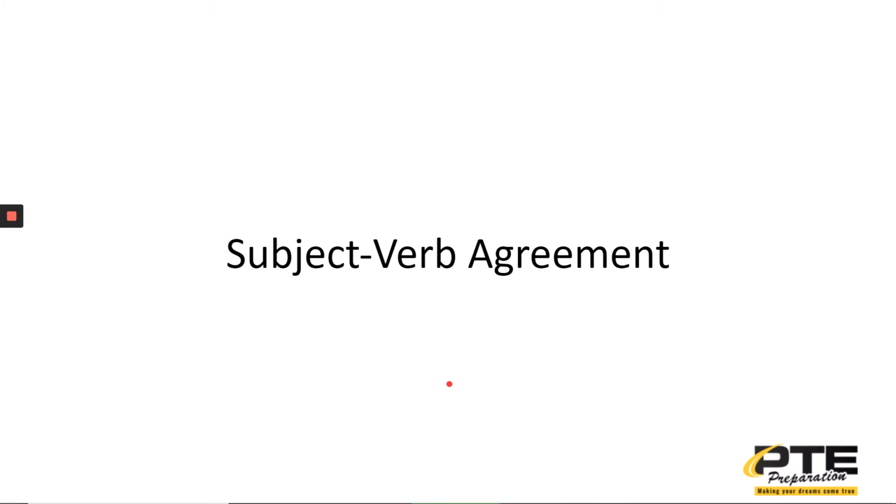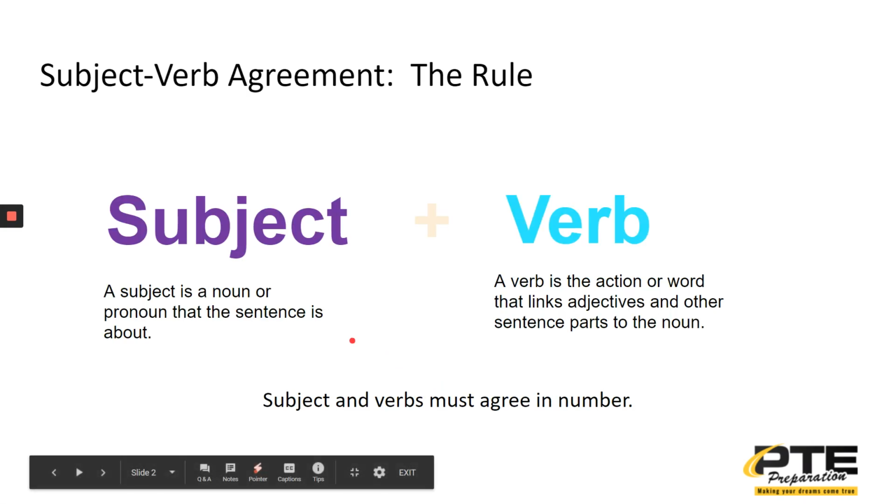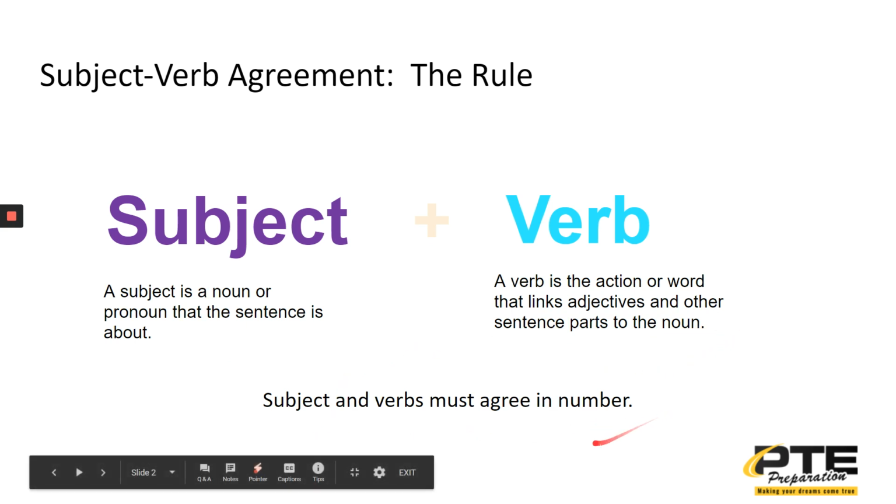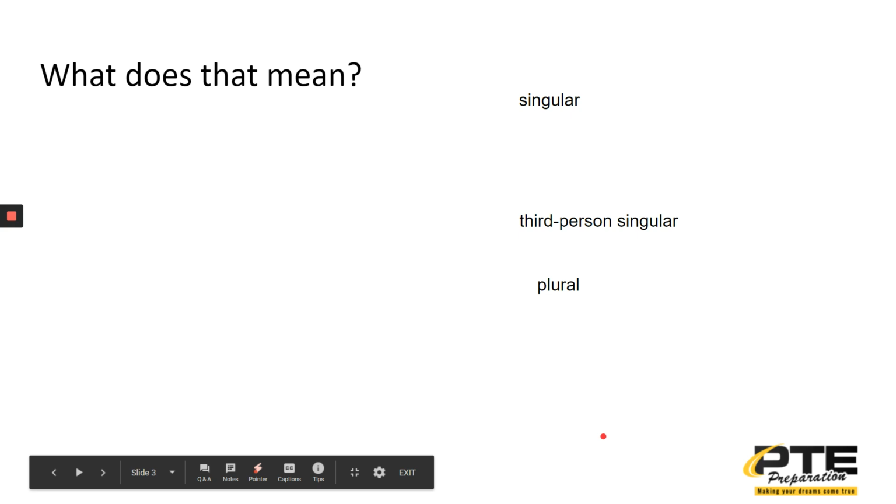Today, we're going to talk about subject-verb agreement. What does that mean? Subject-verb agreement. The rule is that your subject, which is a noun or pronoun that the sentence is about, plus your verb, the verb is the action or the word that links adjectives and other sentence parts to the noun, must agree in number. But what does that mean?